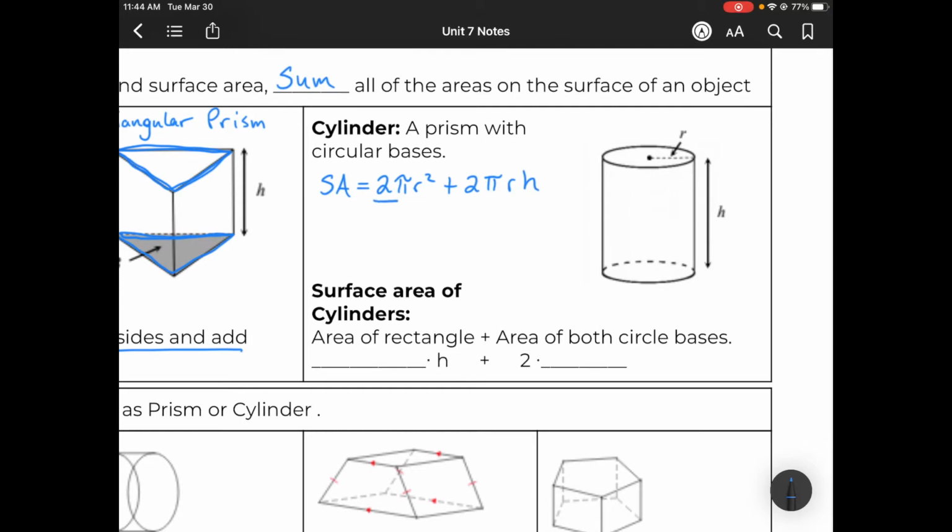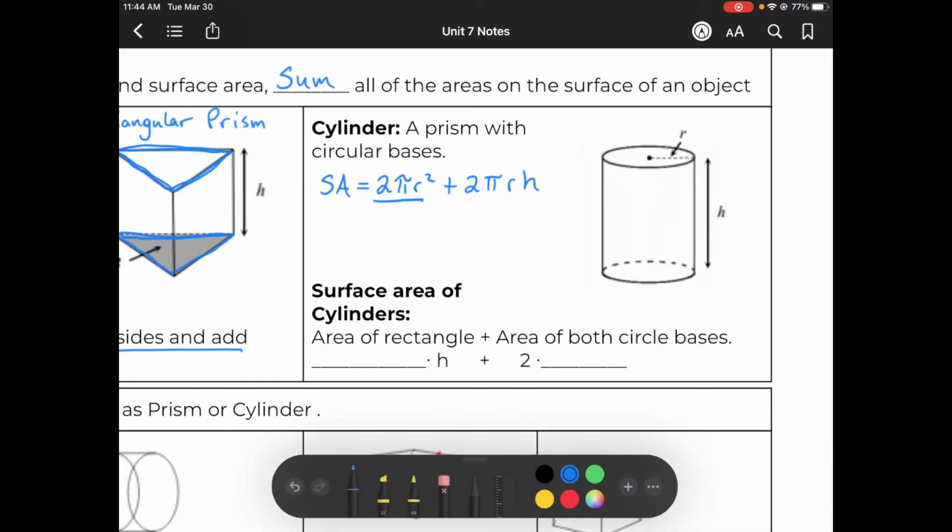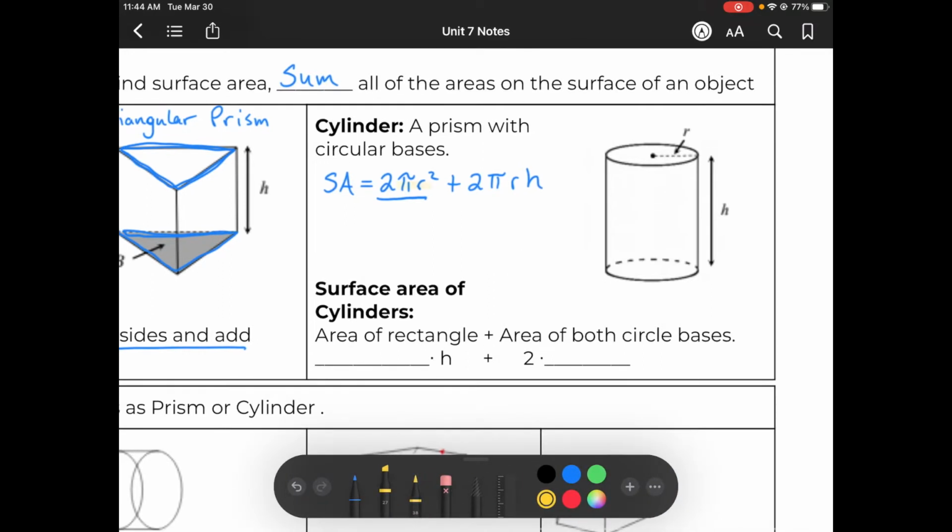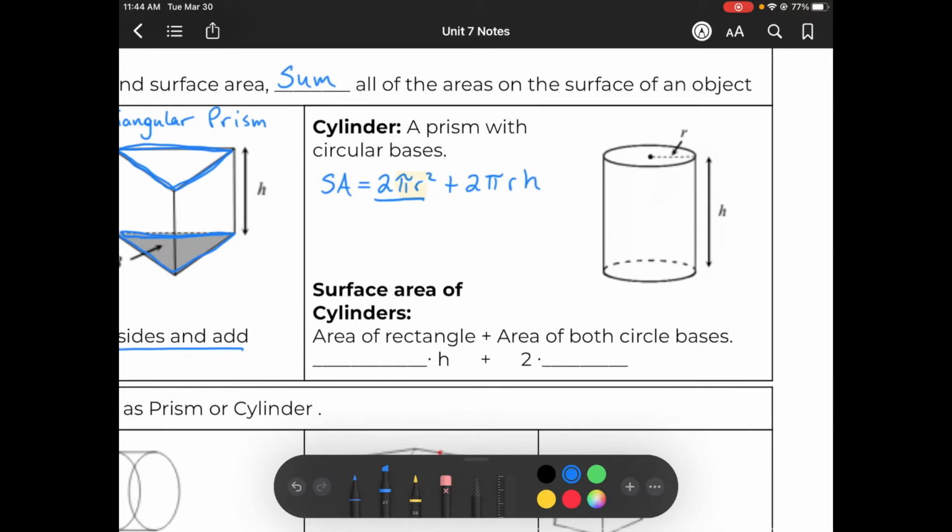Now I'll explain where these pieces come from. The first piece we want to look at is the 2 pi r squared. Well, pi r squared is there because there are 2 circles on the top and bottom. So pi r squared is the area of one circle. So pi r squared plus another pi r squared is 2 pi r squared. Then this other portion, 2 pi r h, comes from something else.